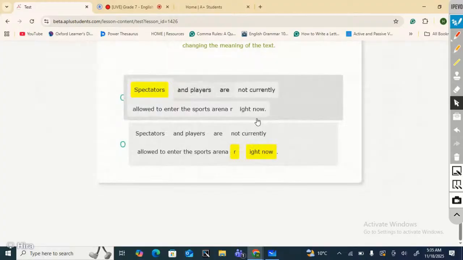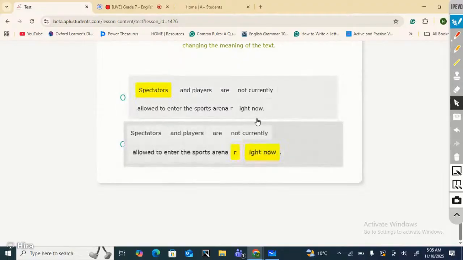Spectators and players are not currently allowed to enter the sports arena right now. If you select the first option, it means spectators is redundant and should be removed. If you select the second option, you say the phrase right now is redundant. So which one is it? One or two?